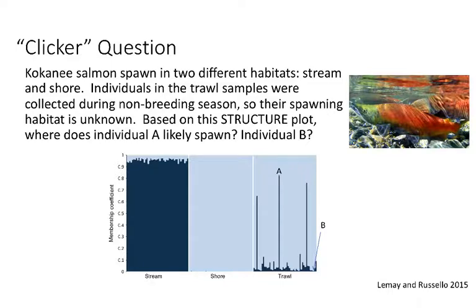They spawn in 2 different habitats, stream and shore, and they sampled some individuals from a trawl sample, but they were collected during non-breeding season, so they don't know the spawning habitat for those individuals. So based on this structure plot here, we have 2 individuals, A and B. Where would we say those 2 individuals spawn based on this structure plot?